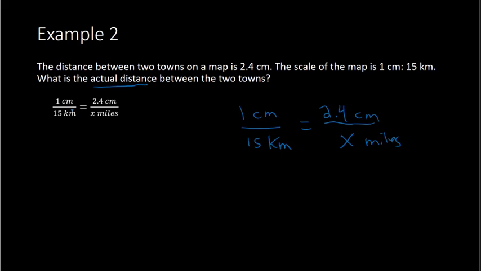I can ignore the units, so I can think of this as 1 over 15 equals 2.4 over x. And then I take 1 times x equals 15 times 2.4. So then 15 times 2.4 would give me 36. So my solution is that x equals 36. And what we found is the actual distance between two towns on the map.